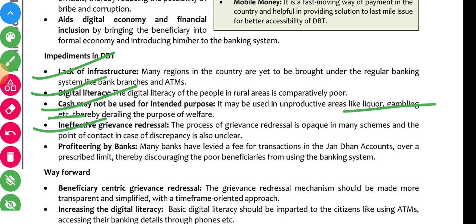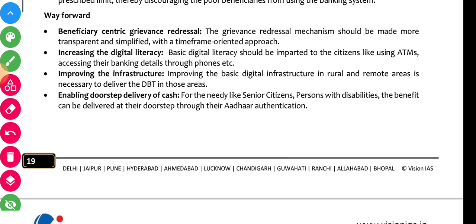Ineffective grievance redressal. Profiteering by banks. Many banks have levied a fee for transactions in Jan Dhan accounts over a prescribed limit, thereby discouraging the poor beneficiaries from using the banking system. What is the way forward?